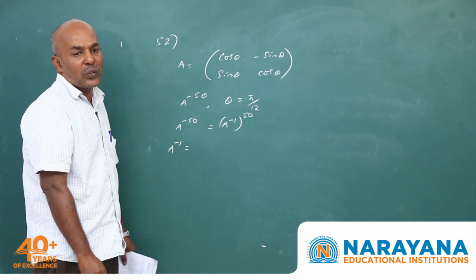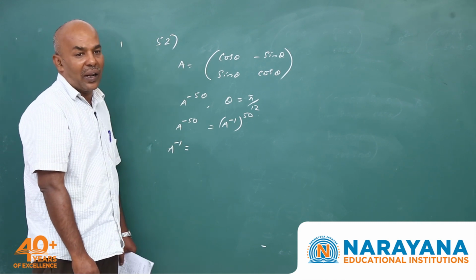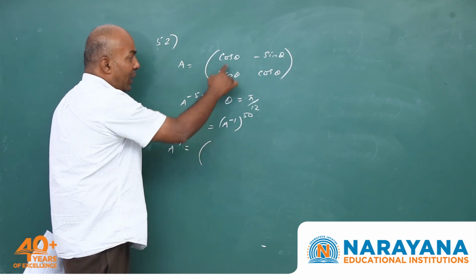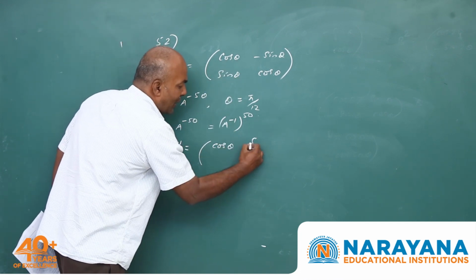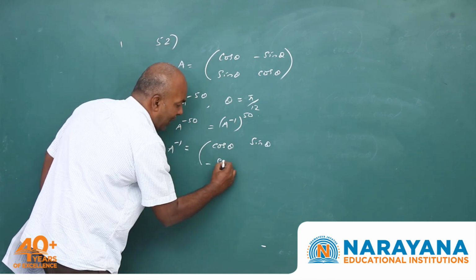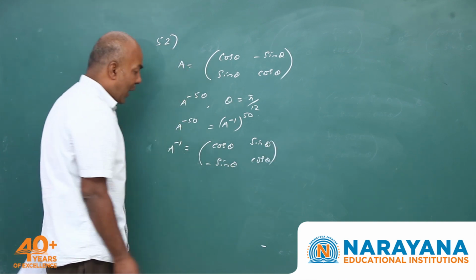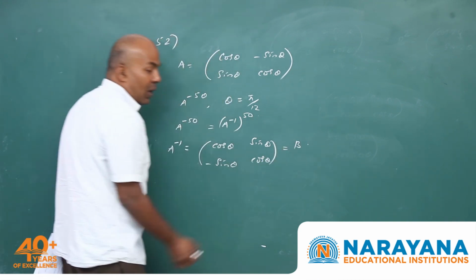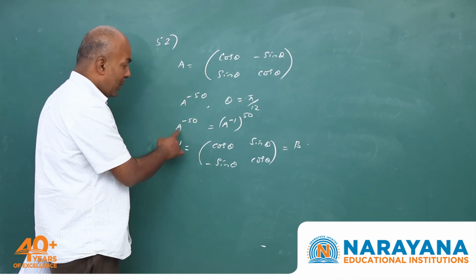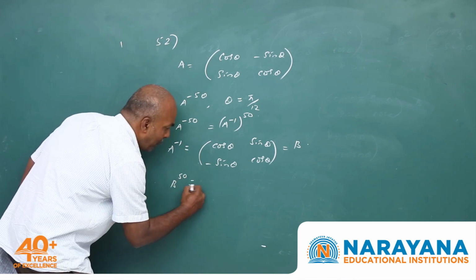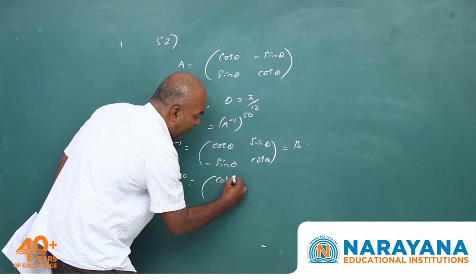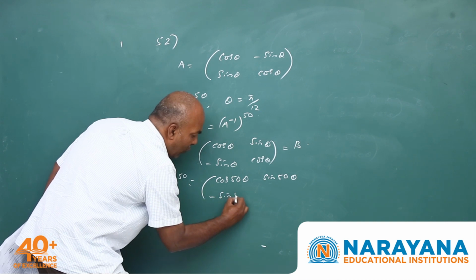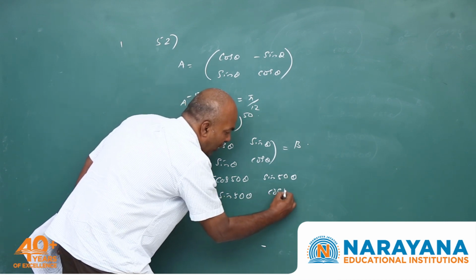So we need to find out first A inverse. I will find out A inverse using the formula adjoint A by det A, right? So A inverse, I will write it, it is going to be cos theta and sin theta, minus sin theta and cos theta. I have calculated A inverse using the formula. So let us take now, this is B. Our aim is to find out B power 50. So B power 50 will become cos of 50 theta and sin of 50 theta, and minus sin of 50 theta and cos of 50 theta.